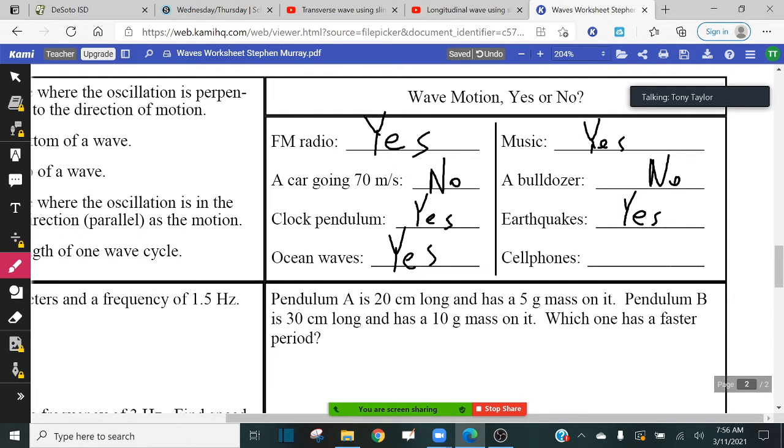Earthquakes. This is definitely an example of waves, right? Because when earthquakes happen, the earth vibrates. And cell phones. When you're on your cell phone, you're listening to sound, and so sound is an example of a wave. Okay, so yes. When you're listening to a cell phone, you're specifically listening to sound waves. All right. Any questions there on that section?